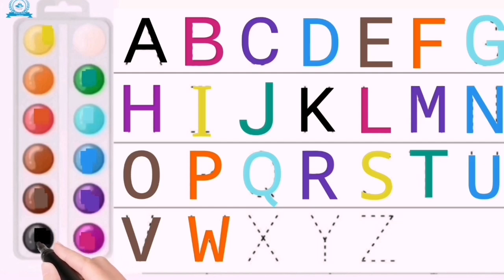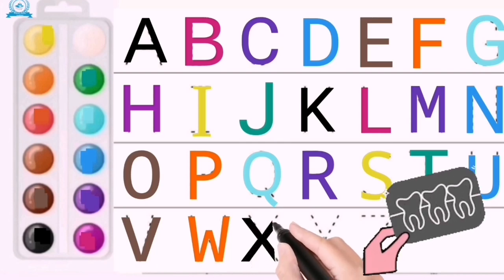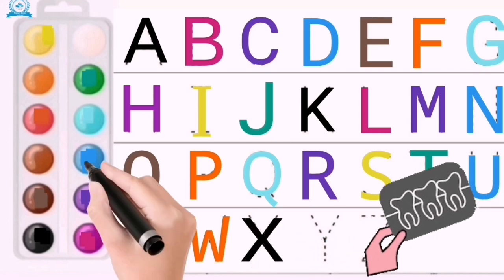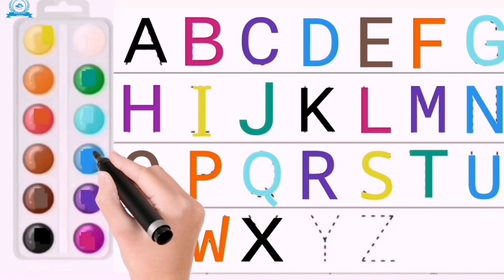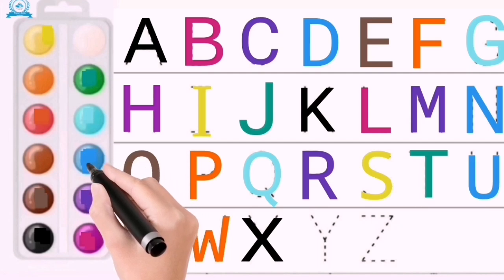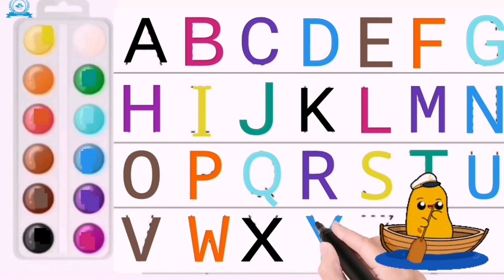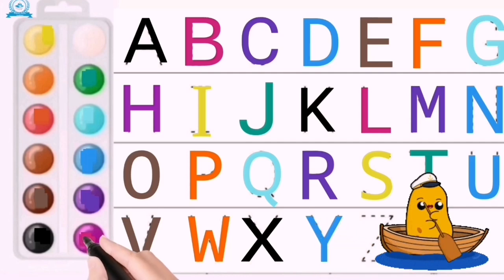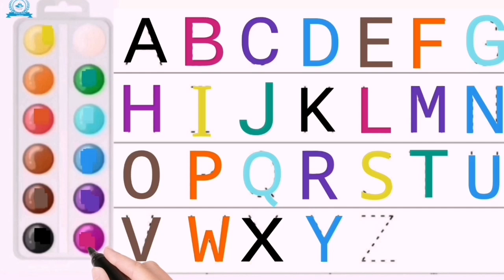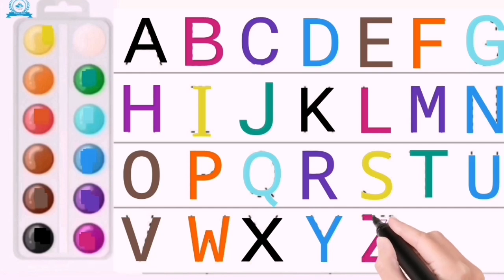X. X is for X-ray. Y. Y is for yacht. Z. Z is for zebra.